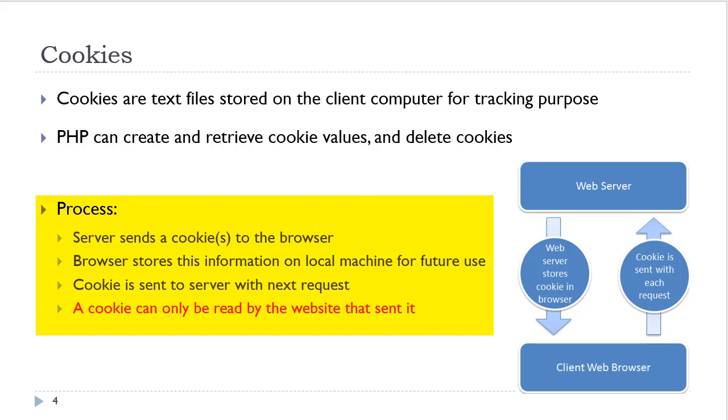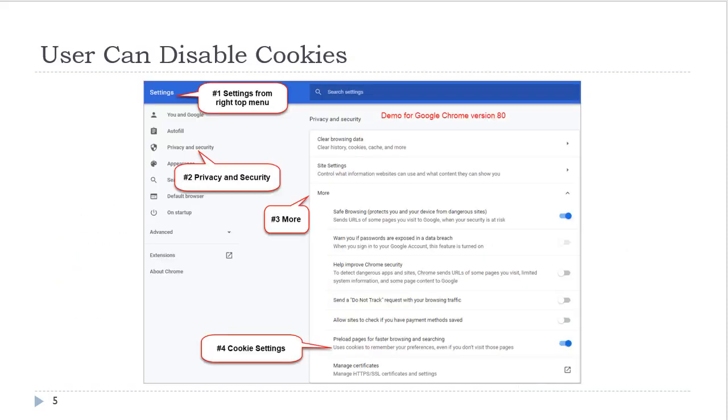A cookie can only be read by the website that sent it, so one website cannot read another website's cookies. As I said earlier, the user can disable cookies, and that would be done using Google Chrome version 80 as an example in the Settings menu, Privacy and Security, ultimately looking at the cookie settings.